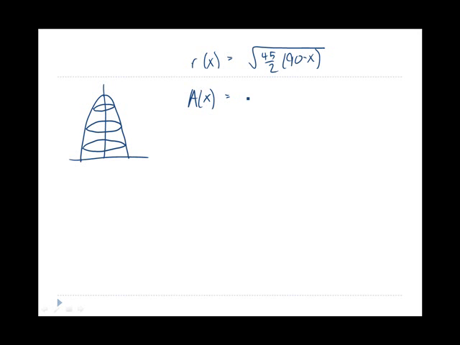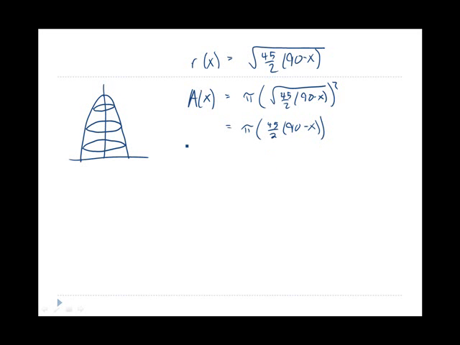And the area then is going to be pi times the radius squared. So pi times the radius, 45 over 2, 90 minus x, quantity squared. And since I'm squaring a square root, I can just simplify that to pi times 45 over 2 times 90 minus x.